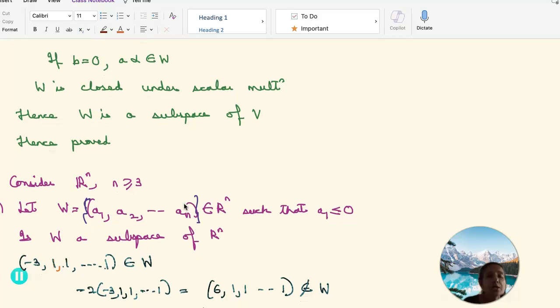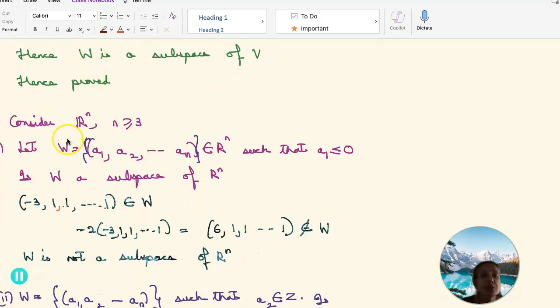Now consider R^n, where n is greater than or equal to 3. These are a few examples. Let W equal the set of (a1, a2, ..., an) belonging to R^n such that a1 is less than or equal to 0. The question is, is W a subspace of R^n? Now I am taking an example to prove that it is not a subspace. If I take (-3, 1, 1, 1), this belongs to W because -3 is less than 0. But if I take alpha as -2 and multiply -2 with this vector, you get (6, -2, -2, -2), and here a1 is 6, which is not less than 0. So this does not belong to W. So W is not a subspace of R^n.